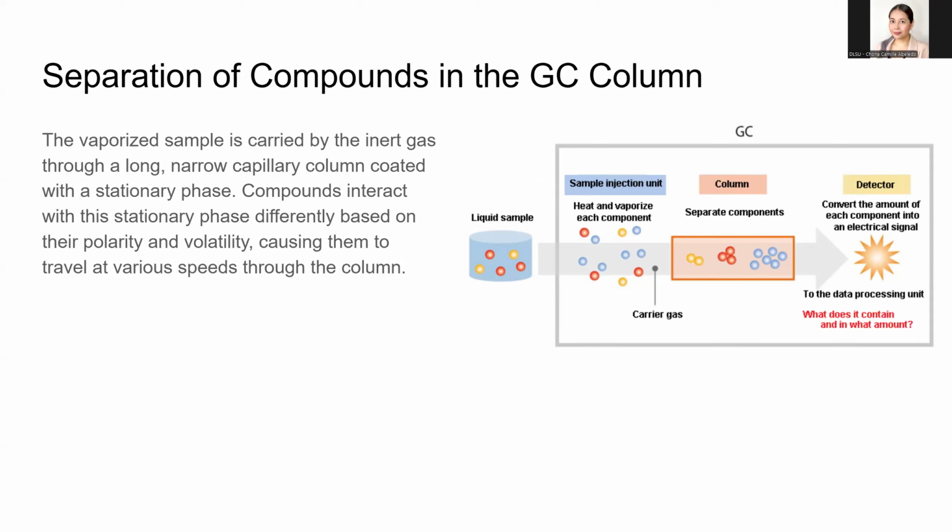So as the carrier gas moves through the column, compounds are separated based on their affinities for the stationary phase. So this separation allows for the isolation of individual components from a complex mixture. So each compound's unique retention time, which is determined by its interactions with the stationary phase, helps in identifying and quantifying them in the sample.